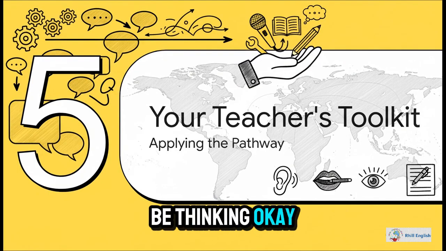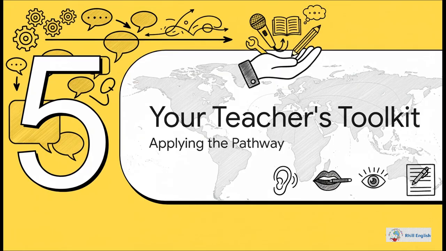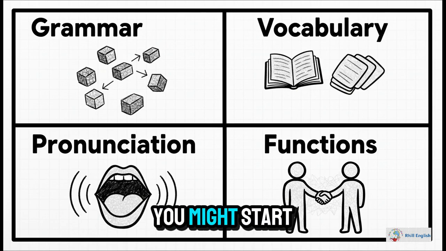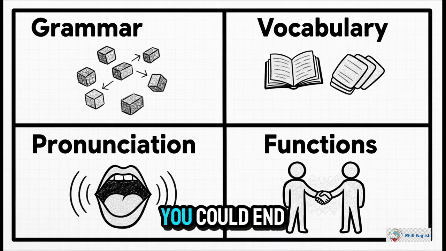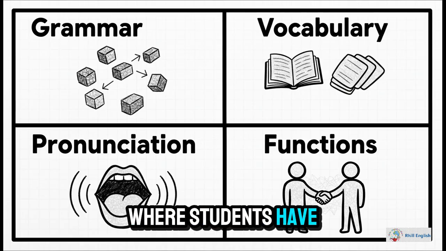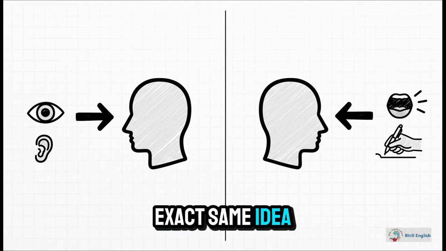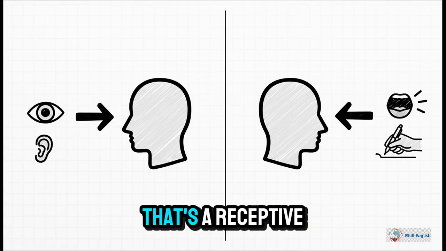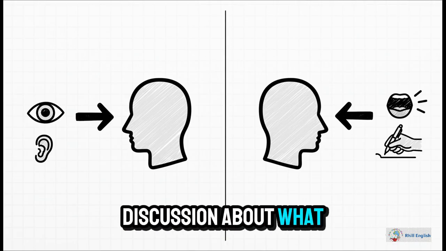So you might be thinking, okay, this makes sense, but how does this pathway look in my actual day-to-day lessons? How does it apply to different language systems and skills? Well, you can apply this logic to pretty much any language point. For grammar, you might start with a controlled sentence transformation activity. And for teaching a function like apologizing, you could end with a much freer role play where students have to apologize for being late to a meeting using their own words. And it's the exact same idea for skills. You could have students do a controlled listening activity where they listen for specific details. That's a receptive skill. And then you could follow that up with a freer speaking activity, like a class discussion about what they just heard.